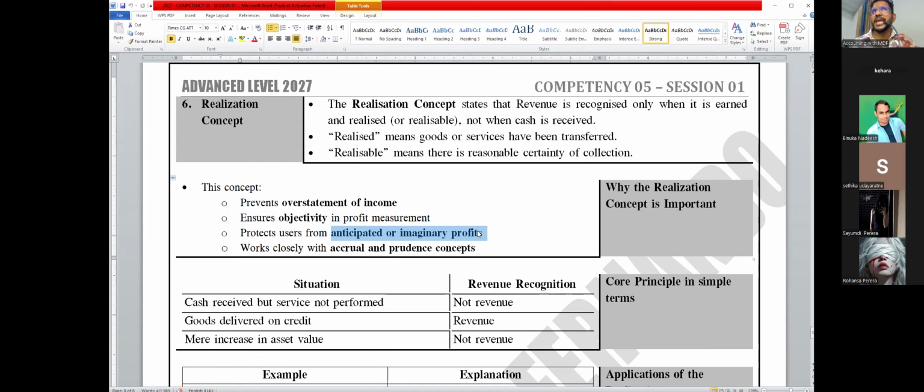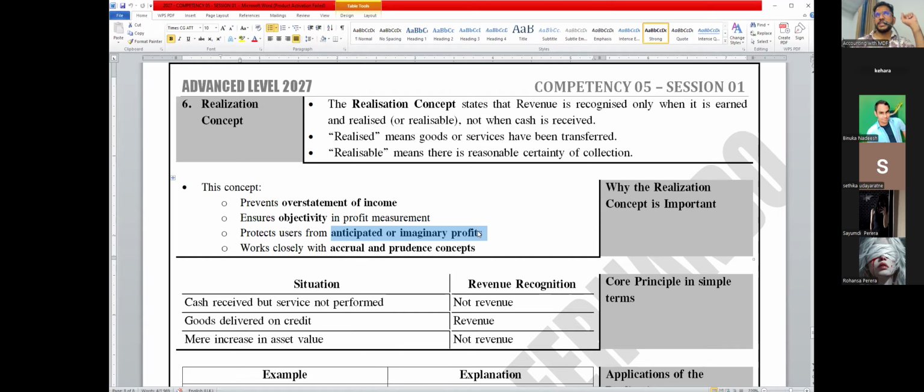It just tells you this concept. Due to this concept, it recognizes only the relevant or realized income. So it never explains the anticipated; you cannot put the expected or imaginary profit. It never discloses it because of this concept, because it always emphasizes that businesses recognize income only when it is realized or realizable.